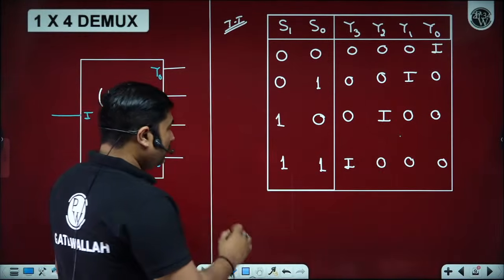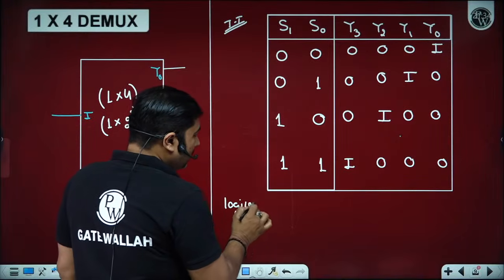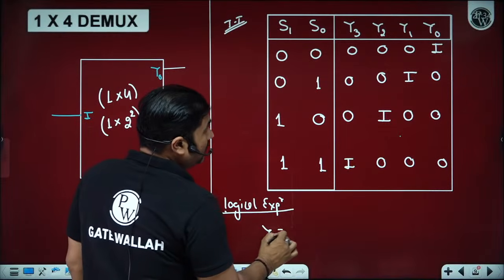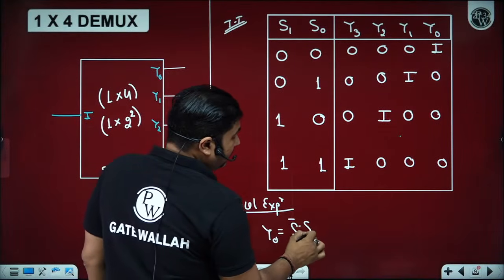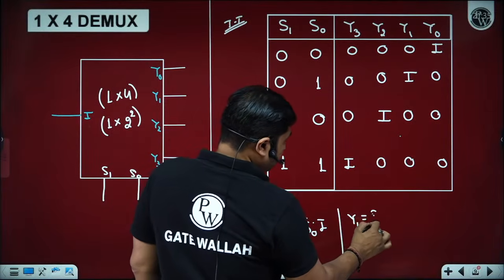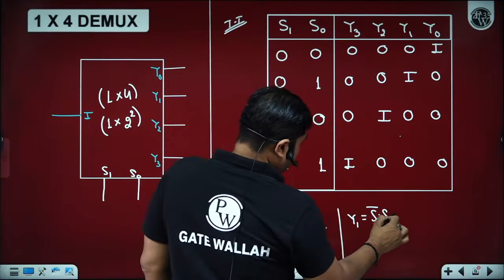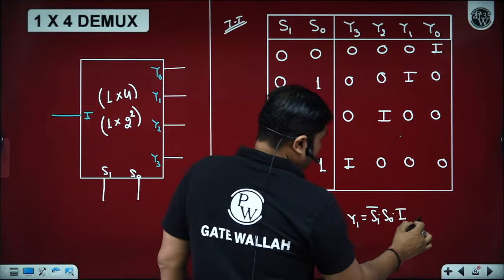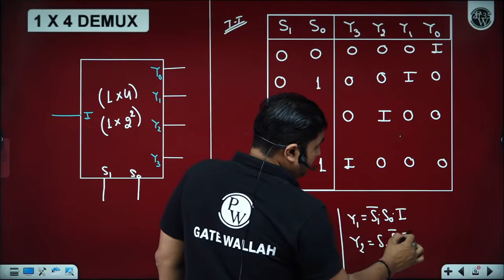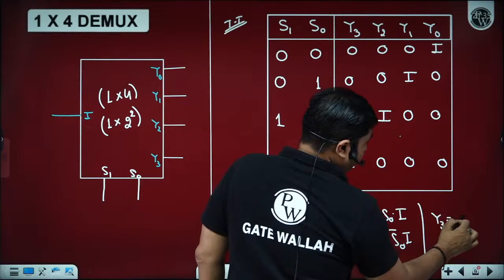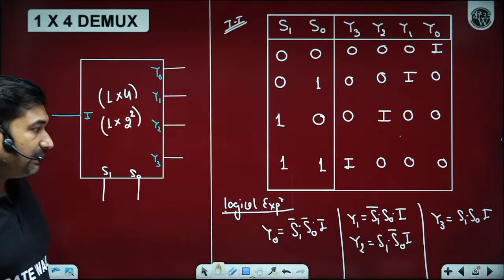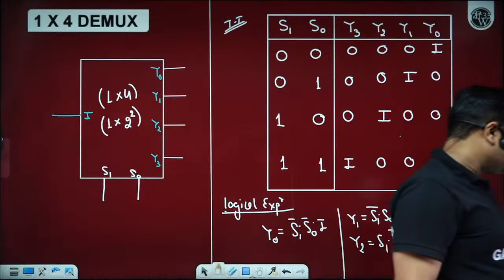So now from the truth table, we can write the logical expression of all the output functions. We have output Y0 as S1 complement S0 complement I. We have Y1 as S1 complement S0 I, Y2 as S1 S0 complement I, and Y3 as S1 S0 I. How many of you are now able to understand? Please let me know by writing in the comment section, beta ji. Great.